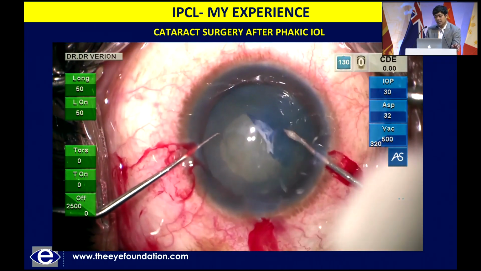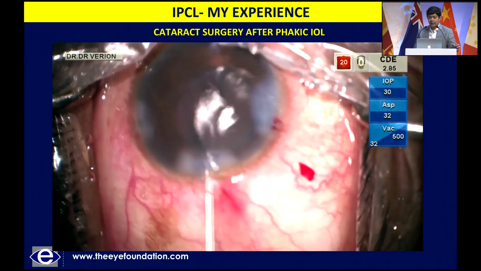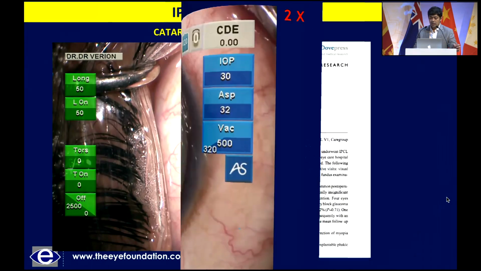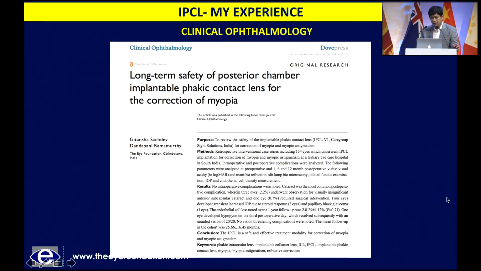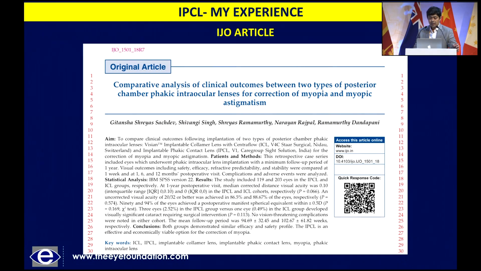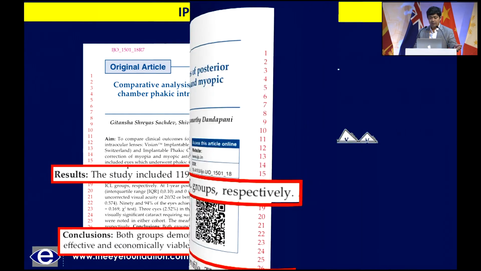The cataract itself is usually very soft, but just keeping in mind the same precautions that you would take for any high myope, you can then go ahead and complete the surgery and use a customized toric IOL if necessary. These are some initial papers that we published with our experience with IPCL and compared it with ICL as well, and the results were very, very similar.